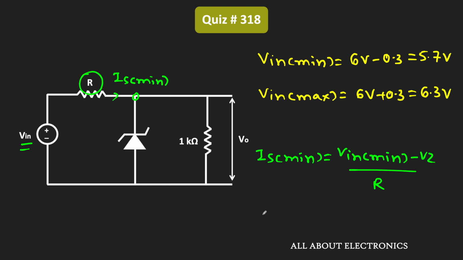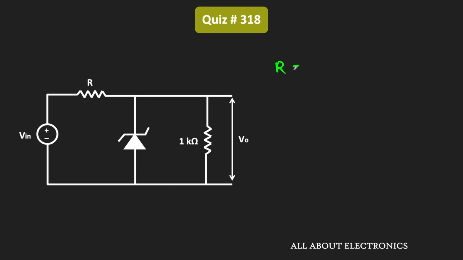So from this we can say that this 7 milliampere is equal to V in minimum, that is 5.7 volt, minus Vz, that is 5 volt, divided by R. Or we can say that this R is equal to 0.7 volt divided by 7 milliampere, that is equal to 100 ohm. That means whenever this input is minimum at that time, to supply a current of at least Is minimum, the required value of R should be equal to 100 ohm.